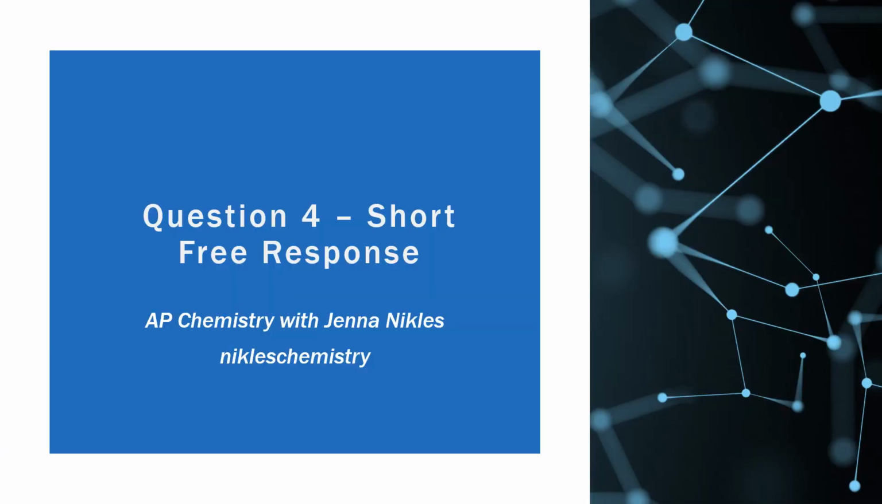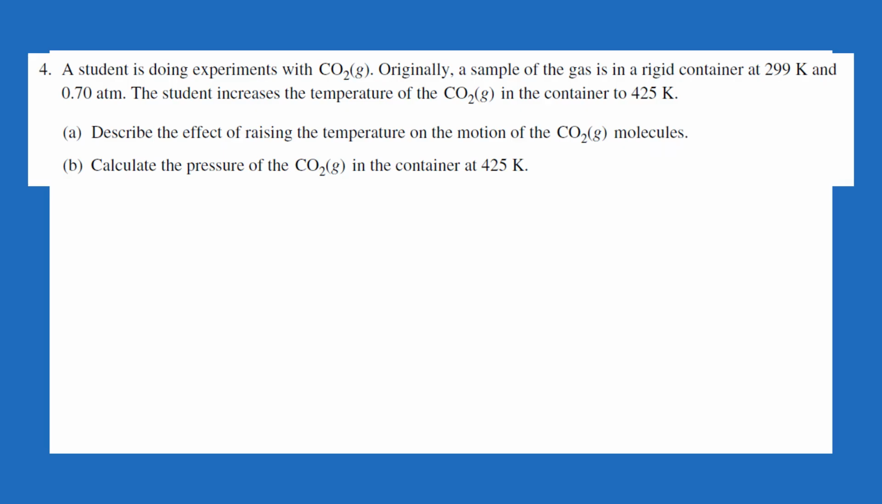Now we can transition to the short free response questions. There are 4 short free response and each one is worth 4 points. So now we're doing experiments with CO2. We have a sample of a gas in a rigid container. Student increases the temperature from 299 to 425. Describe the effect on the motion of the CO2 molecules. So they're going to move faster because they have a larger average kinetic energy. That's it. Higher temperature, higher average kinetic energy, greater speed.